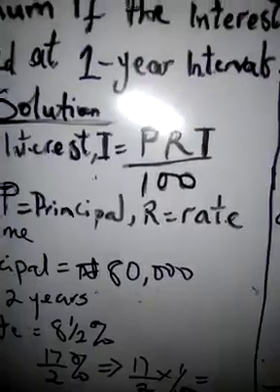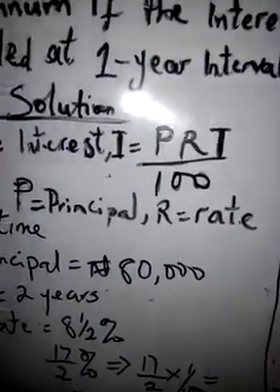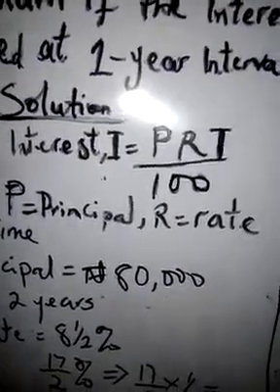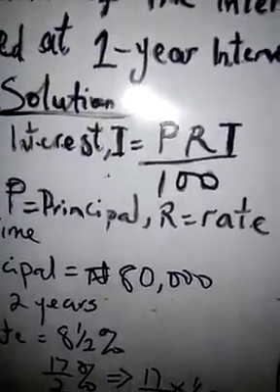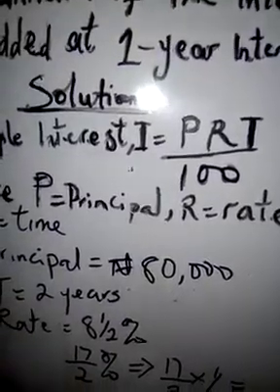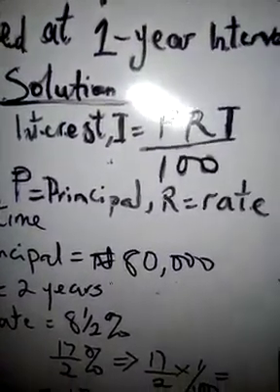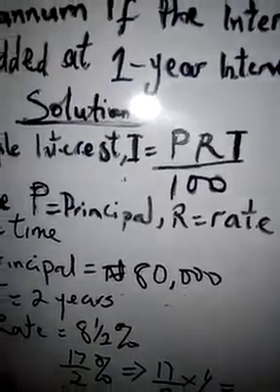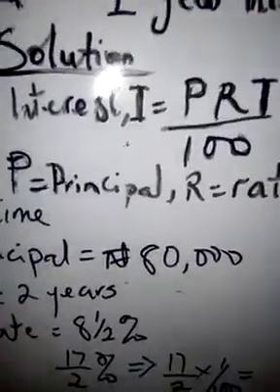So by the time you want to calculate for the second year, what do you have to do? You have to add the rate for the second year to the previous principal. It will now not be the initial principal, which is 80,000. It will be the amount from the first year. So let's go ahead and see.